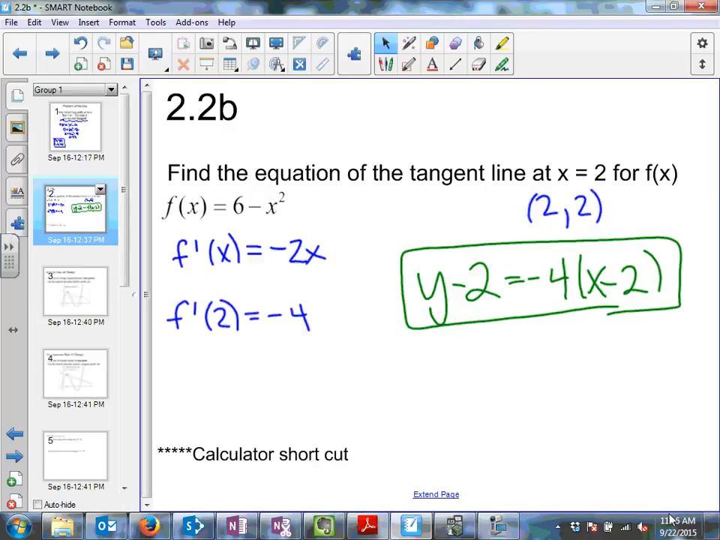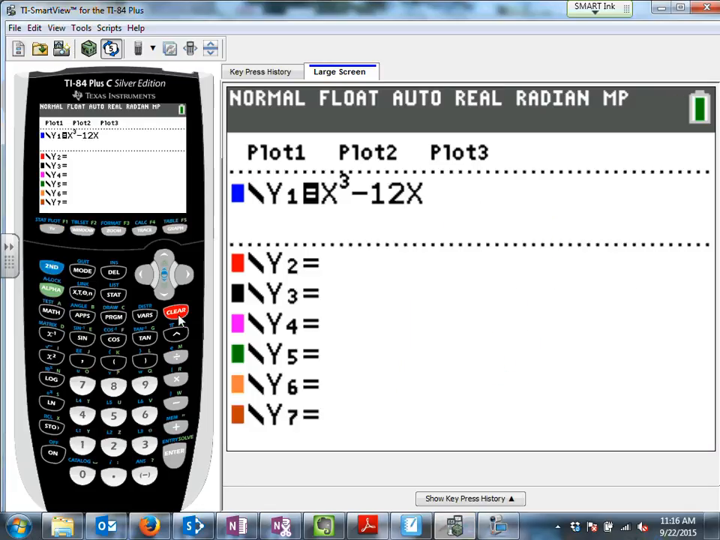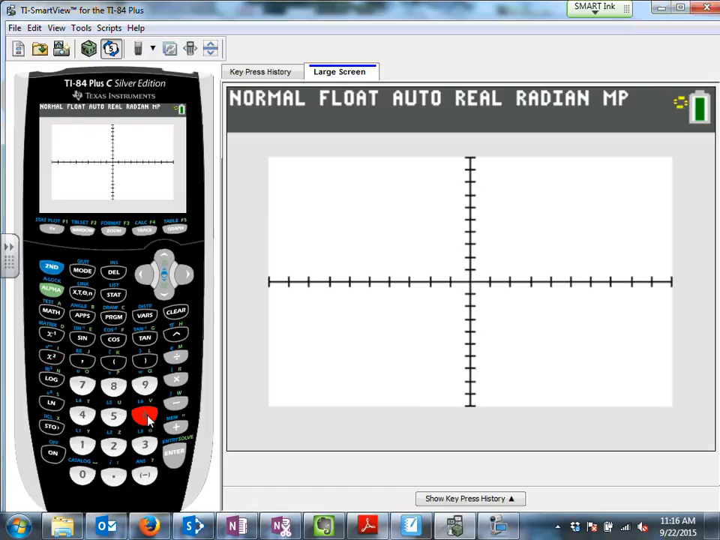Okay, so here, let's graph it. Our function was what? Okay, so that's our function. They were asking for the slope at 2, so we figured out 2 is the point on that graph, and we found that slope. All right. Are you ready?